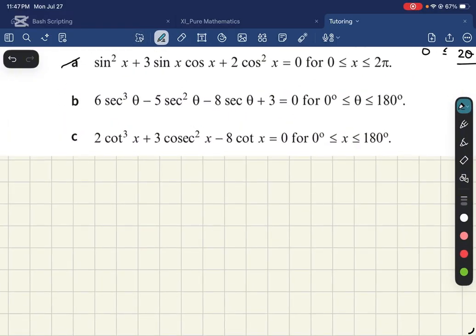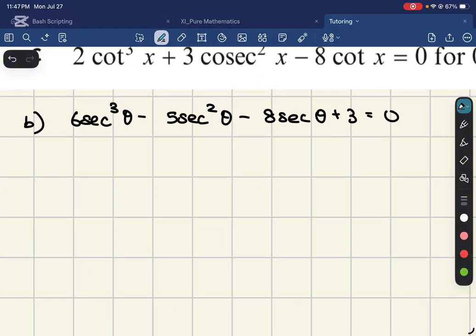4b says I have 6 secant cubed theta minus 5 secant squared theta minus 8 secant theta plus 3 is equal to 0, and we are solving within this restriction. And we are working with degrees, so you can already go ahead and set your calculator to degree mode. Alright, so now this looks a bit complicated.